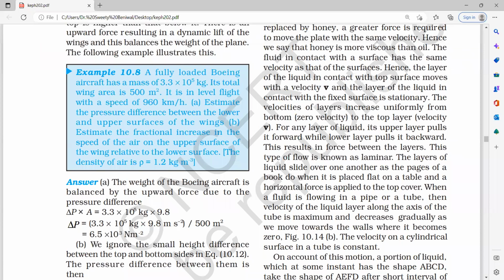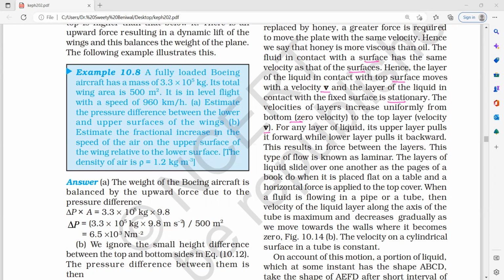Next, the fluid in contact with a surface has the same velocity as that of the surface. Hence, the layer of the liquid in contact with the top surface moves with a velocity v, and the layer of the fluid in contact with the fixed surface is stationary. If this is stationary, you can say the velocity is zero. The velocities of the layers increase uniformly from zero at the bottom to v at the top layer.